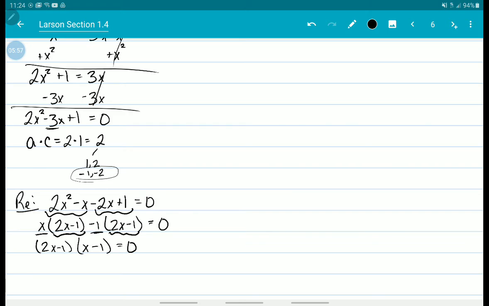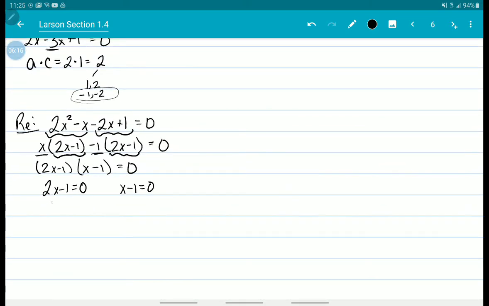Now, once you have factored a few times, you may be able to see how to get from here to here. So you may not need to write all of this, and that's perfectly fine. Factoring is one of those things that the more you practice it, the better you get at it. So now we're going to set each of those factors equal to 0. So we have 2x is equal to 1, so x is equal to 1/2. And then we have x is equal to 1.